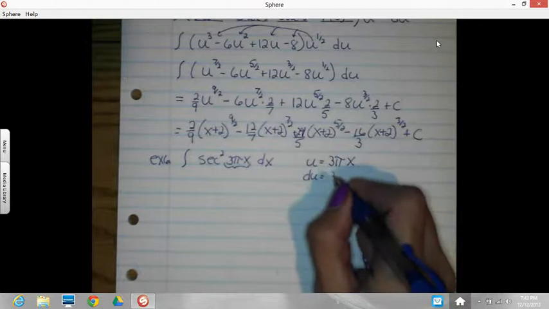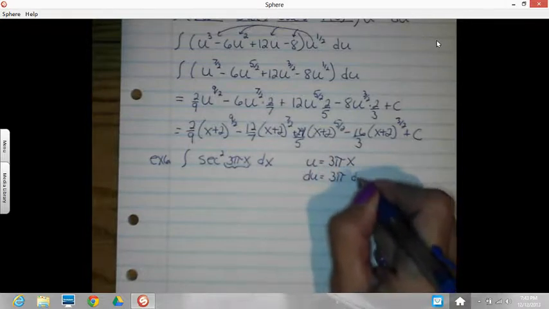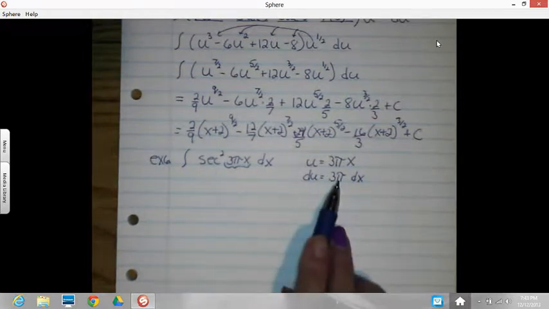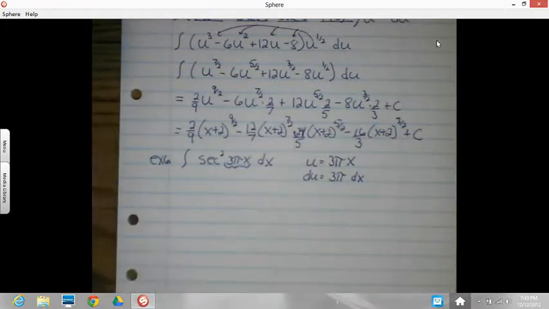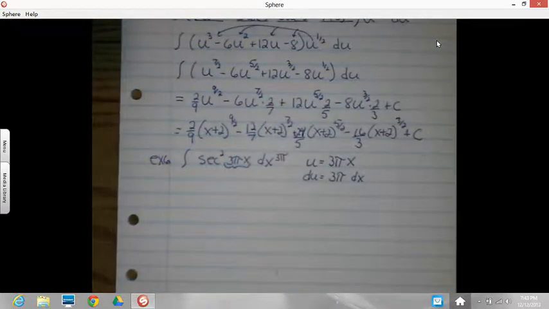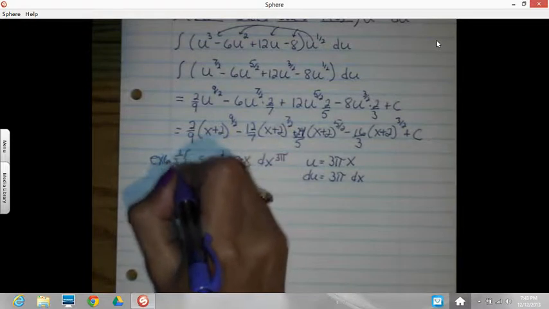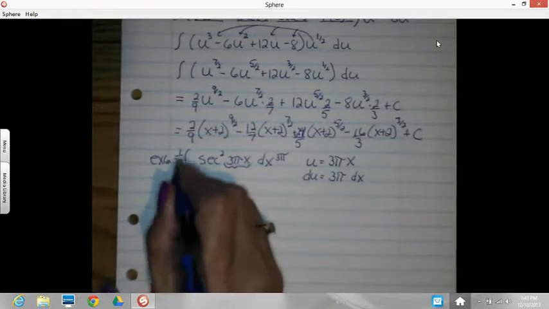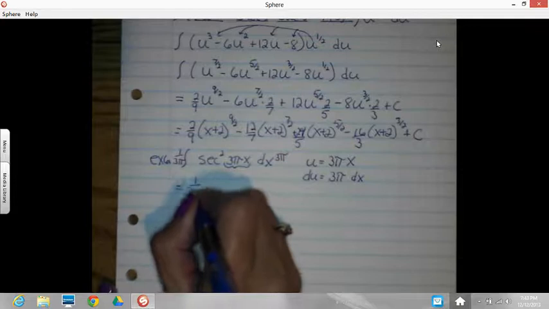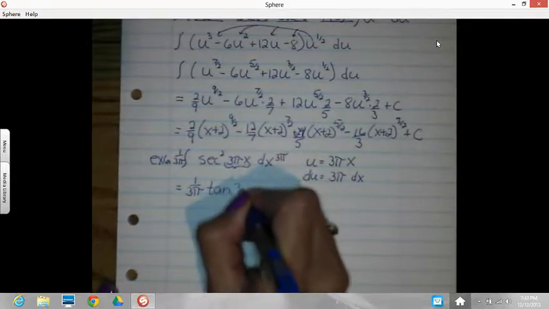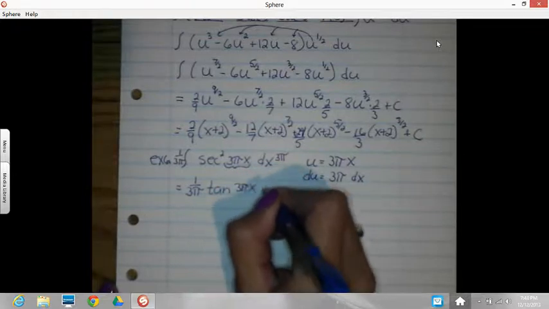So before I can integrate this to tangent, I need a 3 pi attached to the dx. So I put the 3 pi here. But I can multiply by 1, so I put a 1 over 3 pi out here to hit the integral with the 1. So now, when I integrate, the 1 over 3 pi carries, and then tangent of 3 pi x is the antiderivative. Because when I take the derivative of the tangent of this, I will get this.